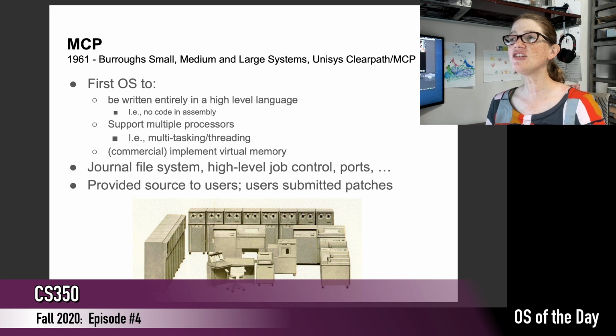And one of the most interesting things about MCP was that in order to use the MCP operating system, you actually had to purchase the Burroughs hardware, which meant you had to spend millions of dollars to buy this room-sized computer. And so Burroughs thought to themselves, well, you had to buy our hardware in the first place, and the only operating system you can realistically run to make use of that hardware is our own. So you know what? We're just going to give you the source code to the operating system.